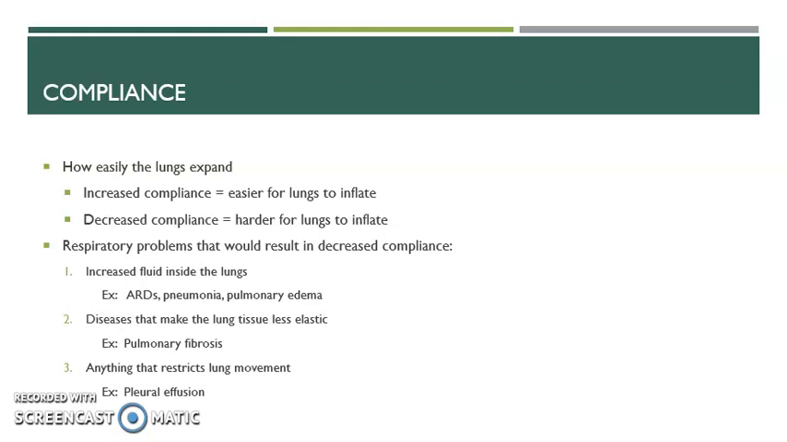Lastly, we have anything that restricts lung movement. So maybe we have an increased amount of fluid around the lungs, like with a pleural effusion. If we have that pressure of the fluid on the outside of the lungs pushing down on the lungs, it makes sense that it would be harder for the lungs to expand.